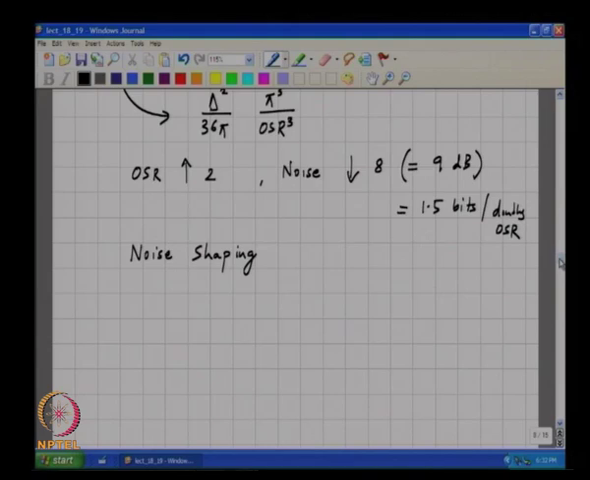Is that clear? Which means therefore that if you want to make a 6 bit quantizer look like a 10 bit quantizer, what do you need to do? How much do you need to oversample by now? 4 by 1.5 plus roughly 3. So 2^3, you know, 8x oversampling is good enough if you place the quantizer inside a negative feedback loop where you are also shaping the noise away from the signal. A couple of things I would like to draw your attention to.